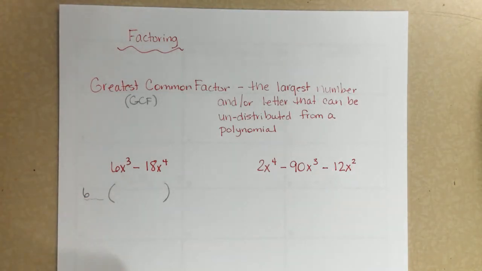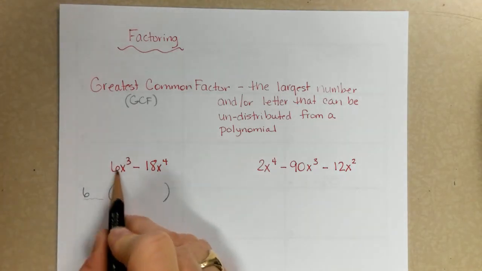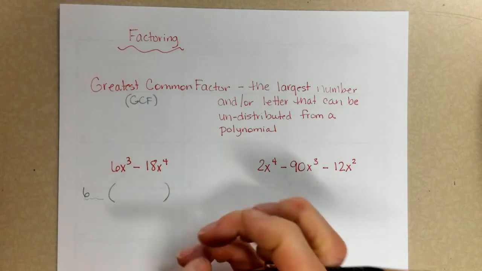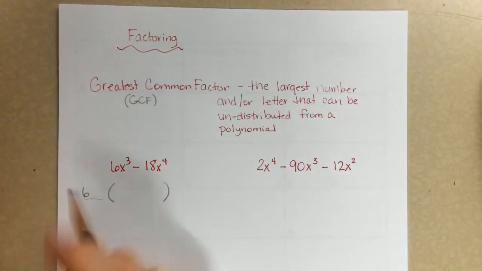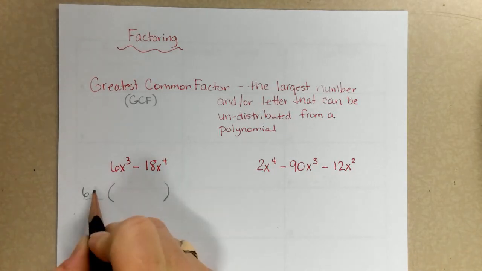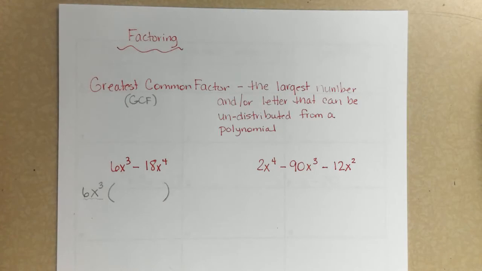So let's divide them both by 6. Undistribute the 6. And then we have to look at the x's. The first term has 3 x's. The second term has 4 x's. So the number of x's they both share was what was distributed. They have a minimum of 3 apiece, so they must have distributed x to the third.